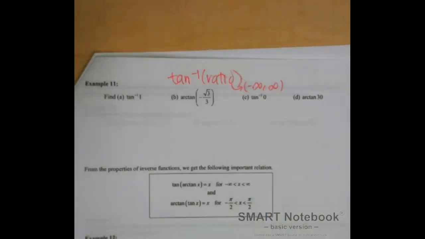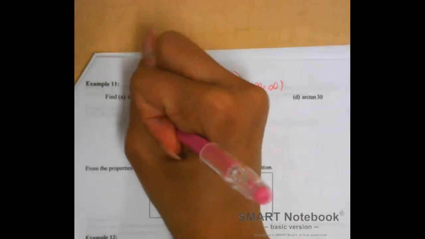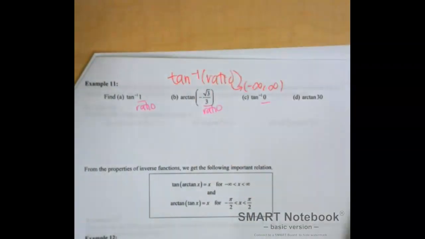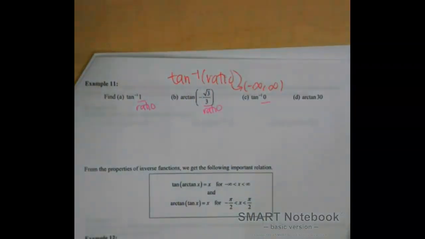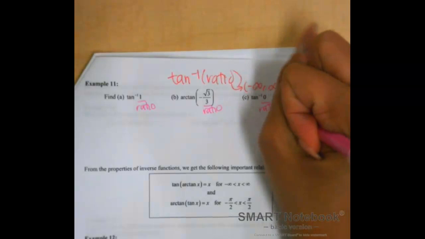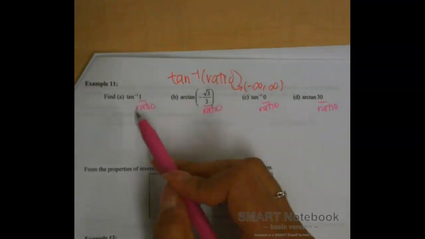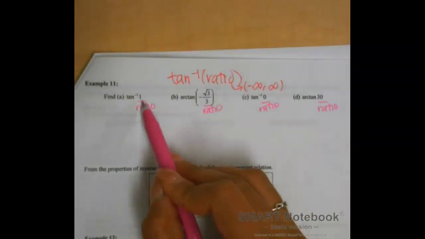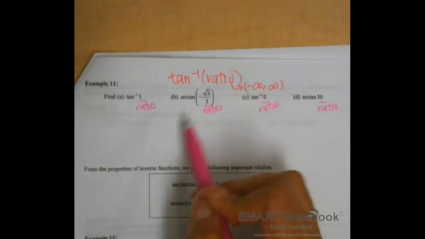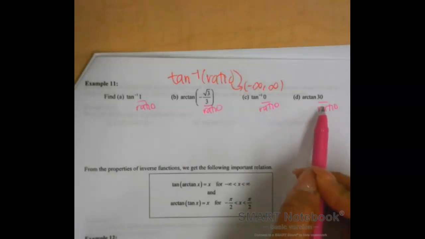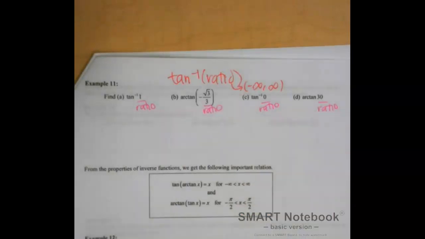Okay, so let me go through all of these and I'm going to write out what they are. 1 is a ratio. Square root 3 over 3, that's a ratio. 0, wait, is 0 a ratio or an angle? It could be both. Okay, so what do I want this to be, though? So let's write ratio. And then 30, it's big, but it's a ratio. Okay, so let me go through all of these questions. Edgar, is 1 in your restriction, is it between negative infinity to positive? What about square root 3 over 3? 0? 30? 2 million? Yes, all of these numbers are in there. So guys, you really don't need to check, but just check just in case.